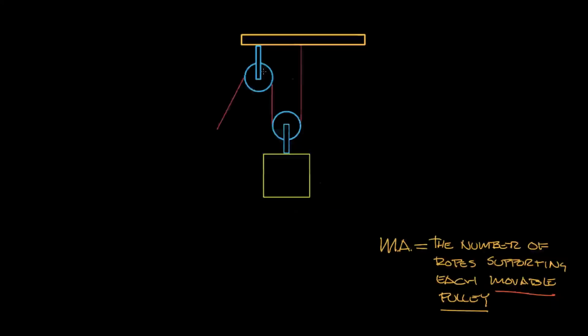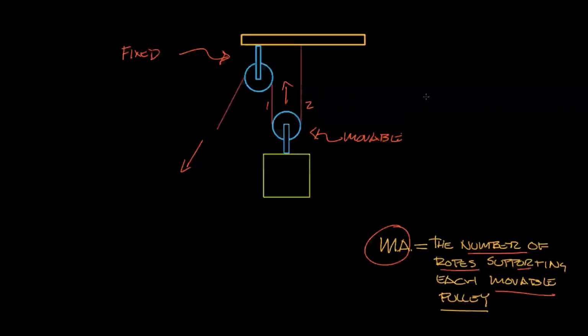And we've got a movable pulley here in this setup. So this is the movable pulley. So the first thing we want to do is define the pulleys. So this is a fixed pulley, and this one's movable. And so if we pull on this string cable, this pulley here will move up. So it is a movable pulley, and we calculate the mechanical advantage by adding the number of ropes supporting each movable pulley. So we've got 1, 2, so then our mechanical advantage equals 2.